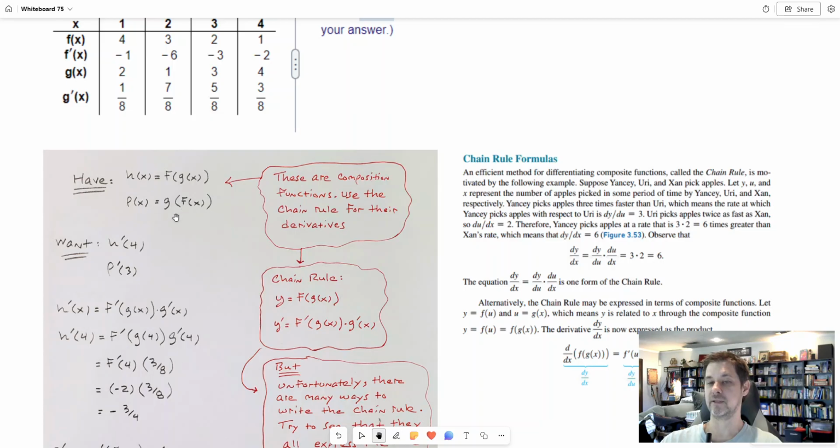The same thing with this other one. So that's what I have. h and p are composition functions. If it comes up that I need the derivative, the chain rule is what I use, okay? And in fact, I do want h prime 4, the derivative of this at 4, and p prime of 3, the derivative of this at 3. So those are compositions. I want these derivatives. The chain rule is applicable.